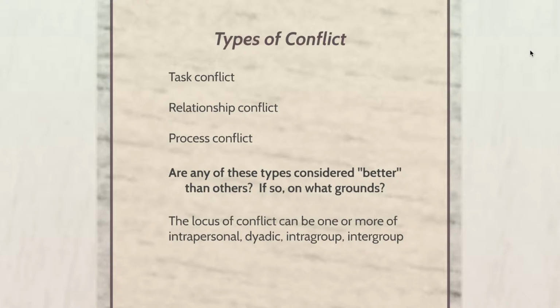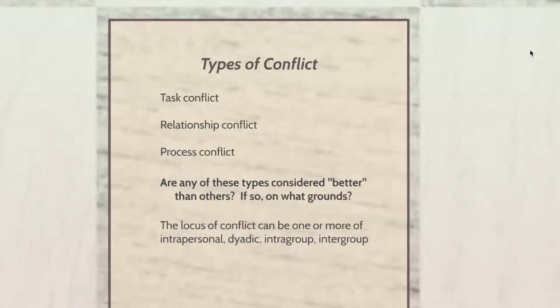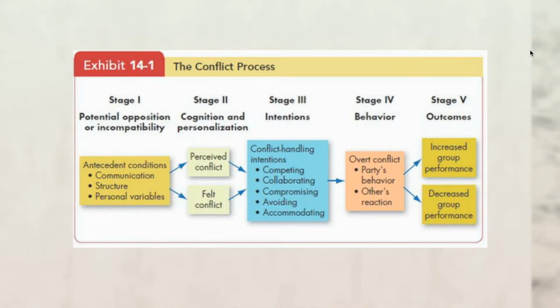As a reminder, the locus of conflict can be one or more of intrapersonal, dyadic, meaning between two individuals, intragroup, meaning within the group, and intergroup, meaning between group conflict. The chart that you see here in front of you outlines a psychological process that happens with regard to conflict. There are 5 stages. The first stage is the potential for opposition or incompatibility. Some of the antecedent conditions include communication, structure, and personal variables.